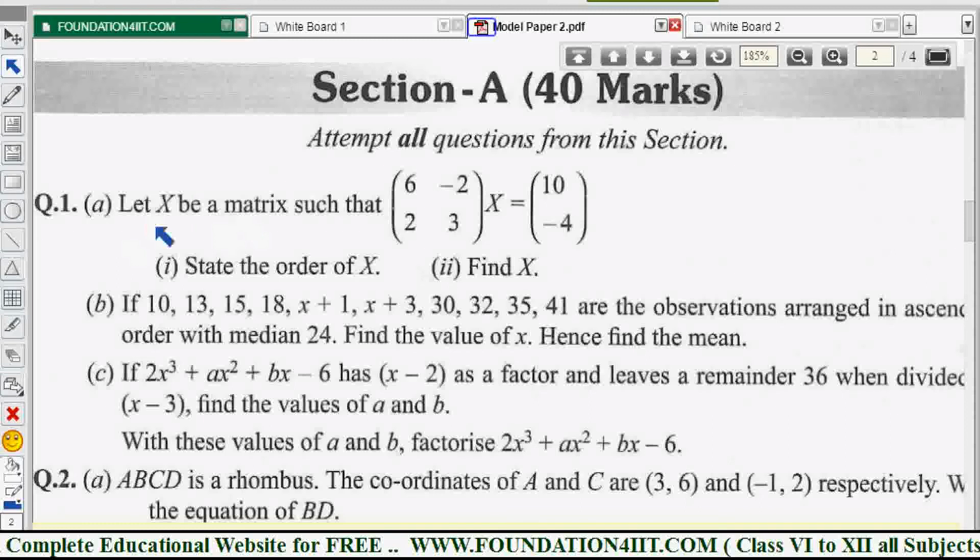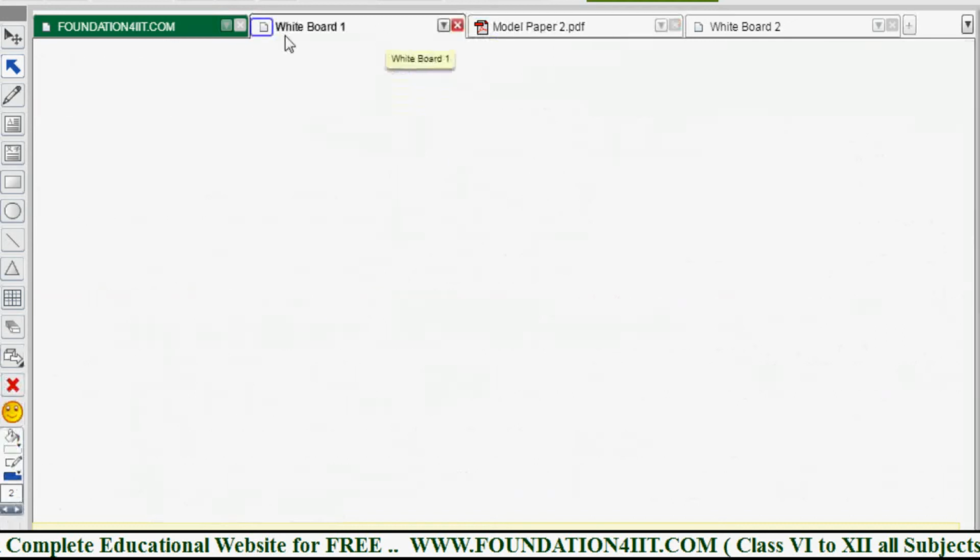Okay, in this first one from matrix, let X be a matrix such that [6 -2; 2 3] into X is a matrix equal to [10; -4]. So state the order of the matrix X and find the matrix also. Okay, we need to find out the order. At the same time, we should find out the matrix. Then let's take this question.